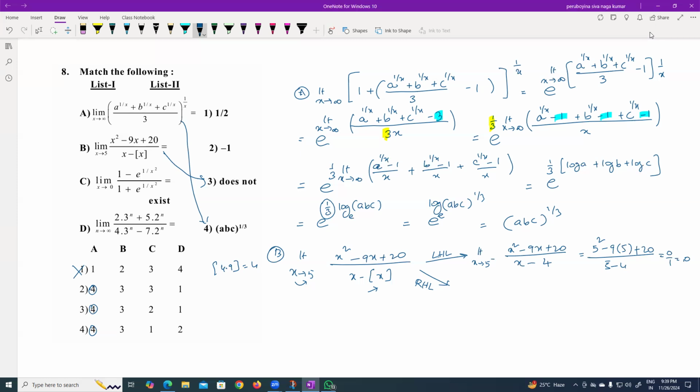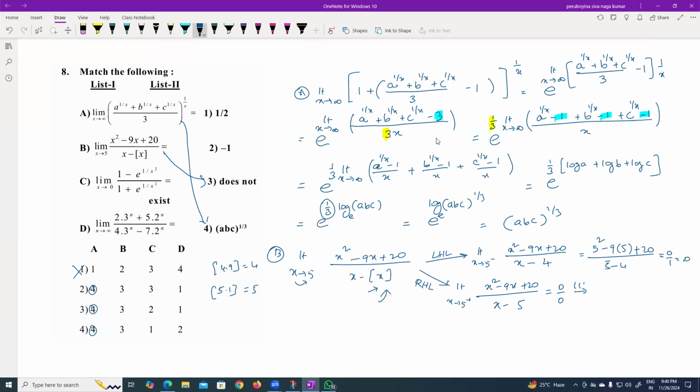Left hand limit done. Right hand limit, we will observe. Limit x tends to 5 plus of x square minus 9x plus 20 divided by, here 5 plus means 5.1 you can take. Step value of 5.1, because we are calculating the right hand limit. So in the place of step x, we will write 5 while you are calculating the right hand limit. And clearly you will get 0 by 0 here while substituting the x value 5.